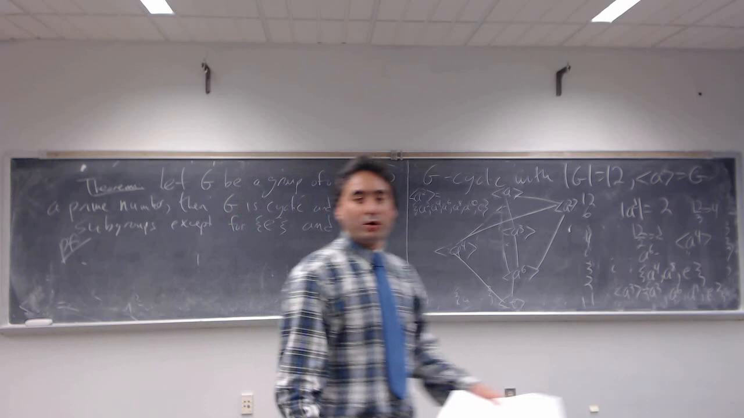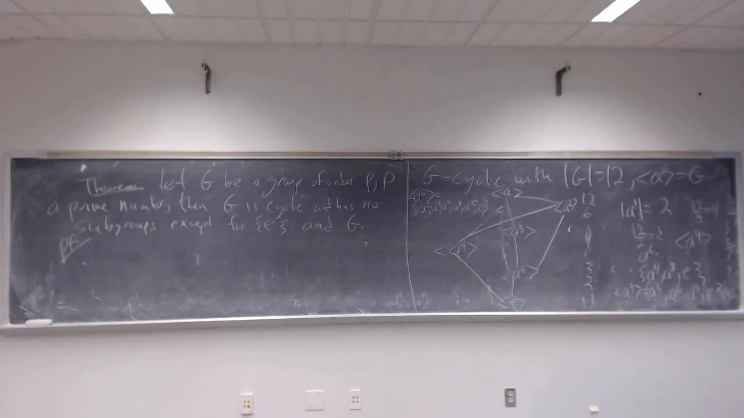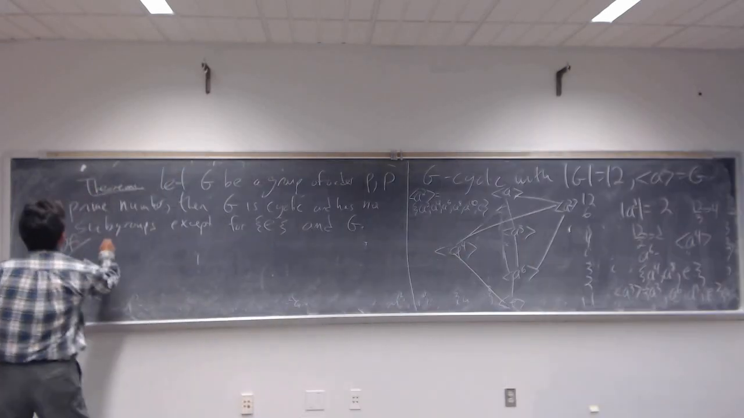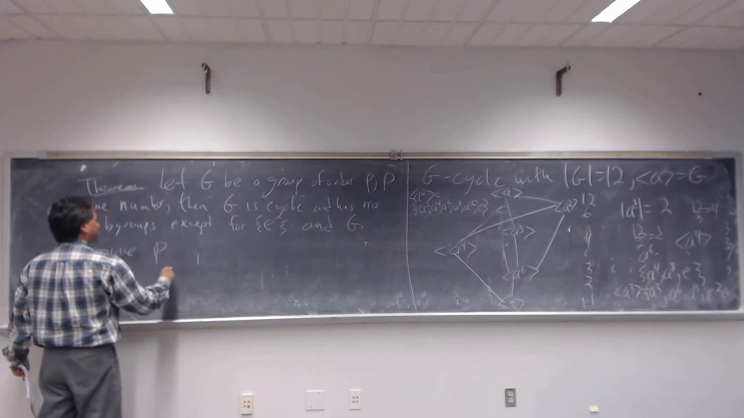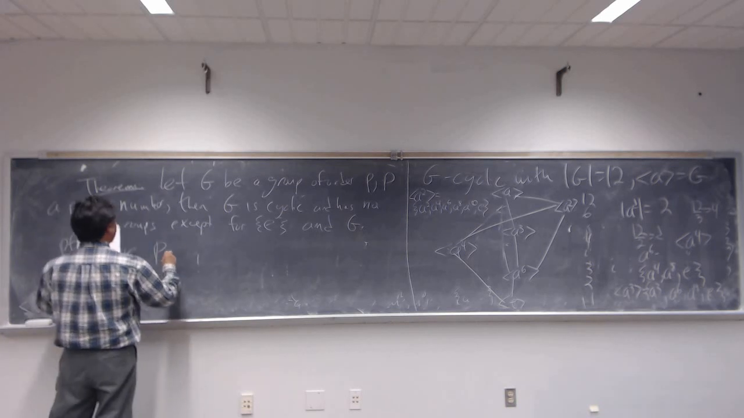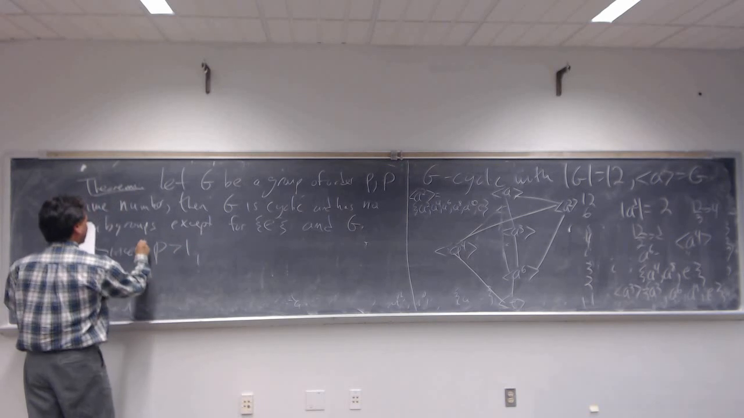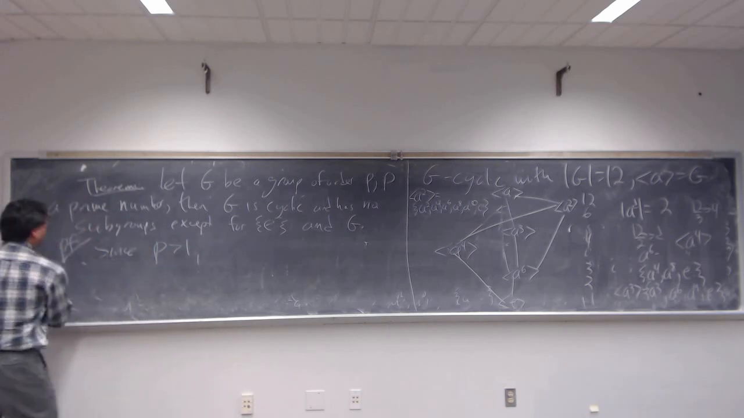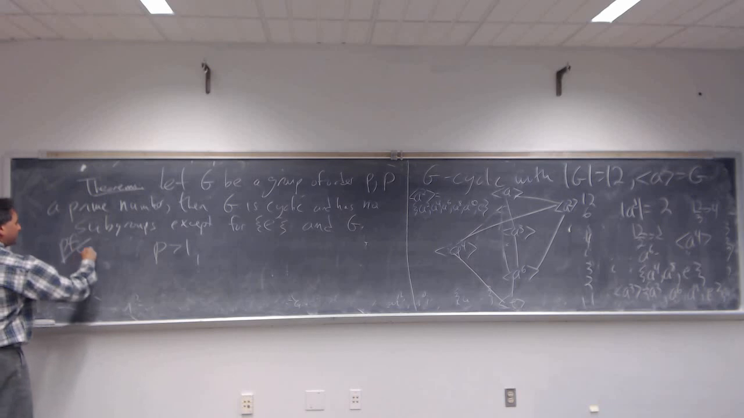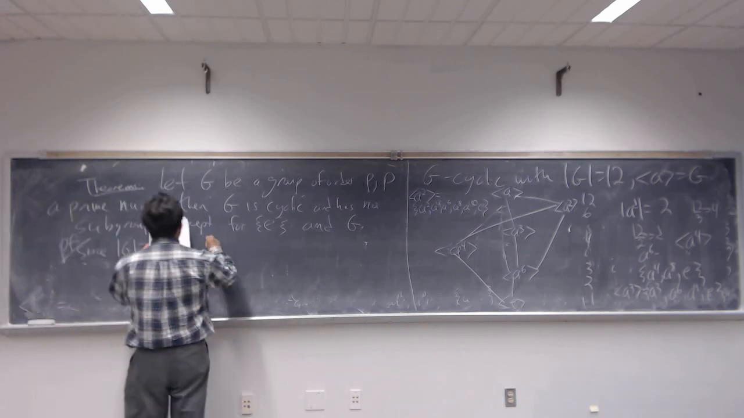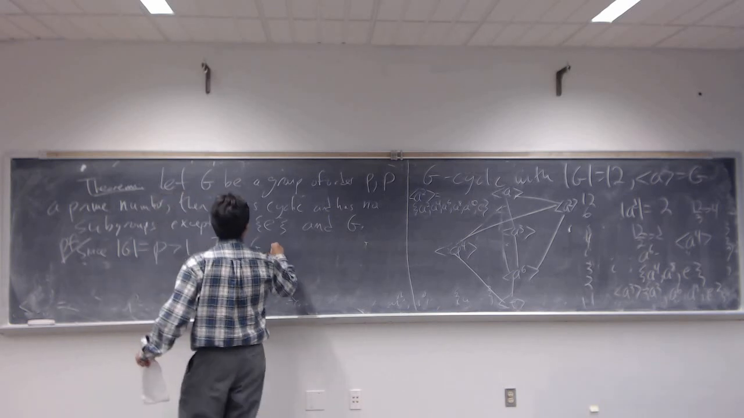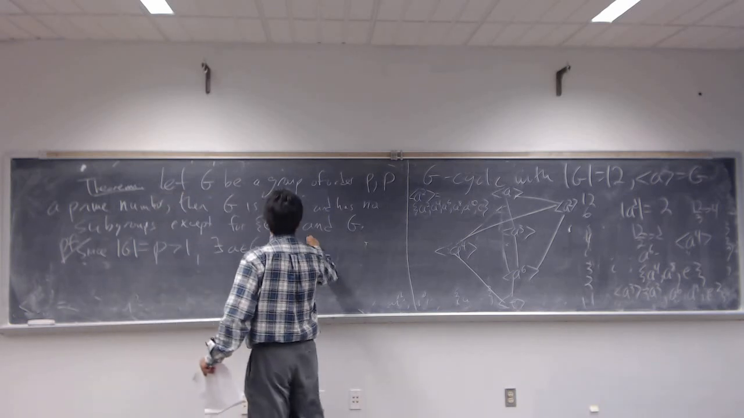So we're going to use a prime. What is important about prime? Primes don't have any divisors, and Lagrange links the order of a subgroup to the divisors. Also, 1 is not a prime number; 1 is neither prime nor composite. So P is greater than 1. So the number of elements of G, which is P, is greater than 1. So there exists an A in G with A not equal to the identity.